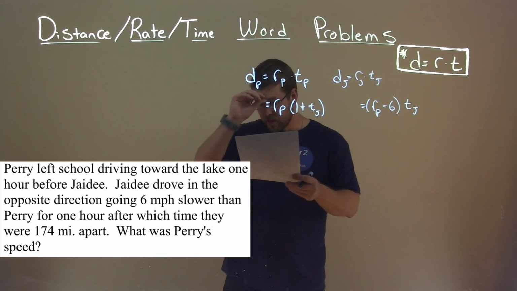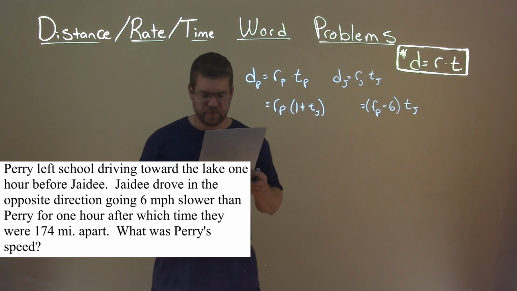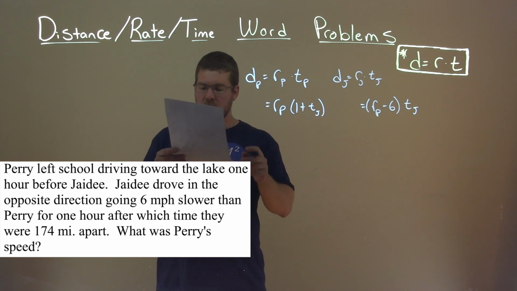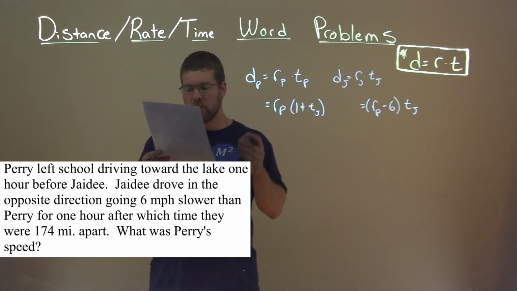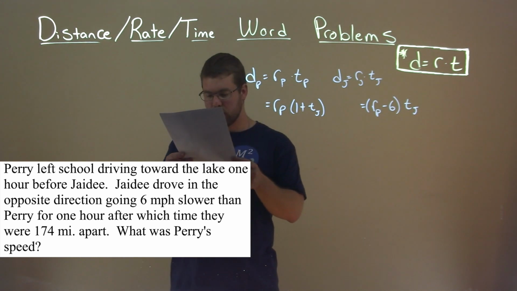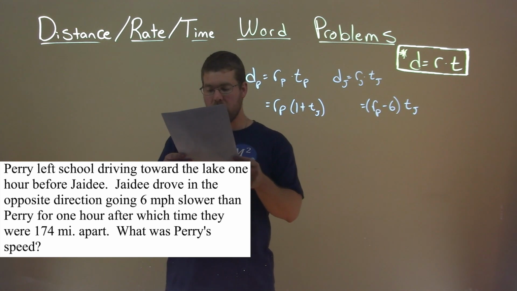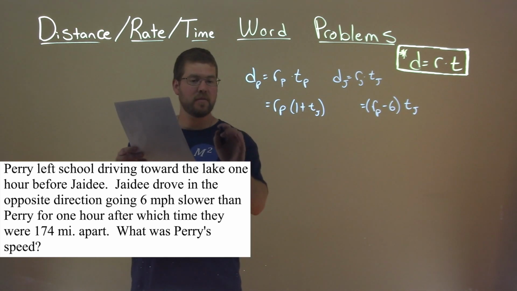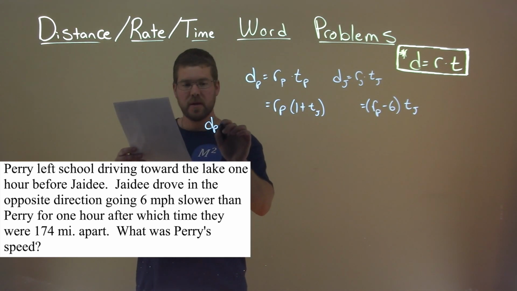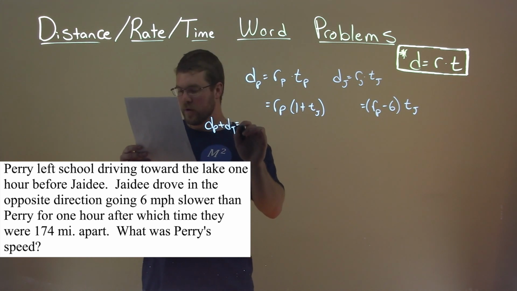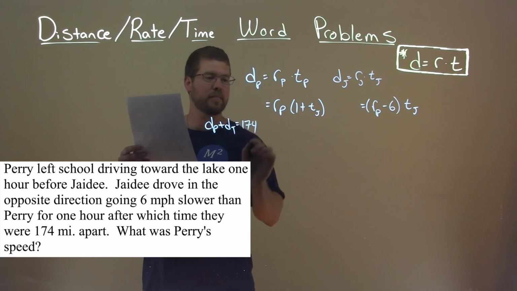But one thing they do tell us here, and this is the little kicker here, is that after all this, there were 174 miles apart. So that means their distance, d of p, plus d of j, is equal to 174. Okay?